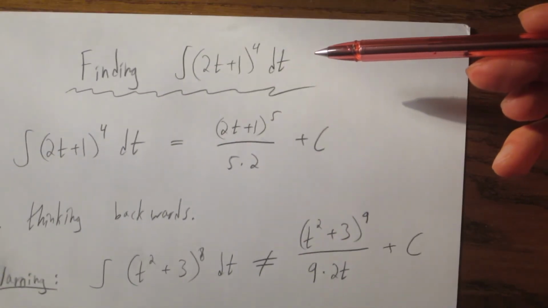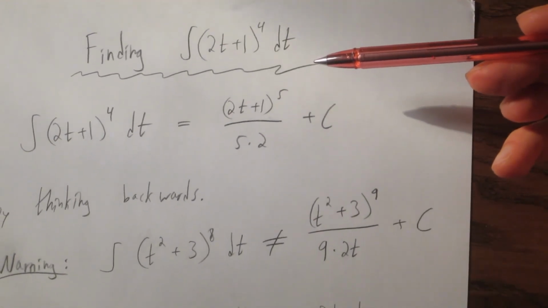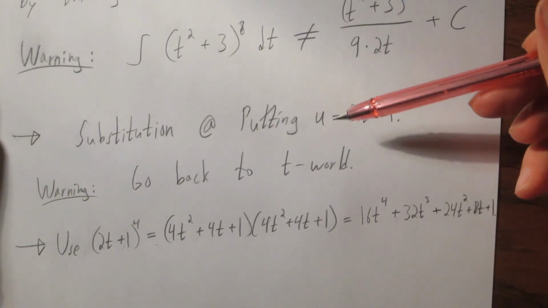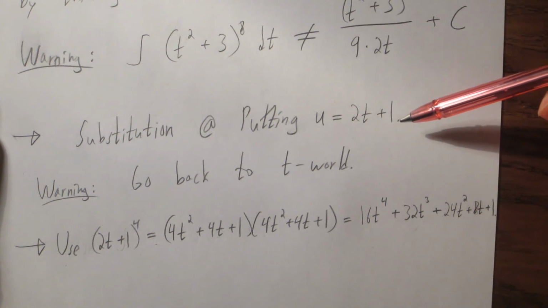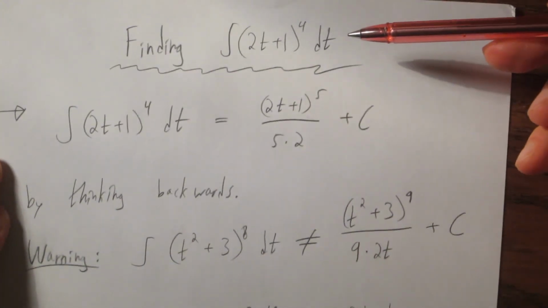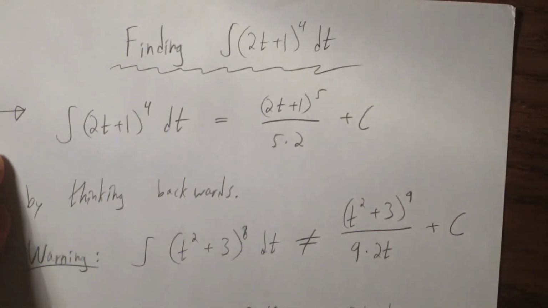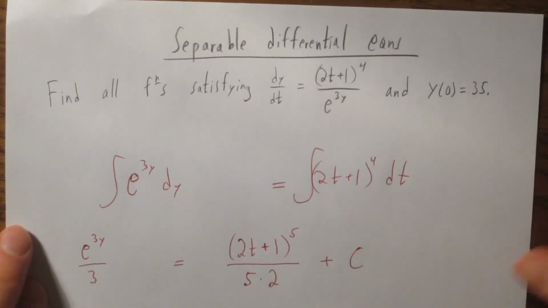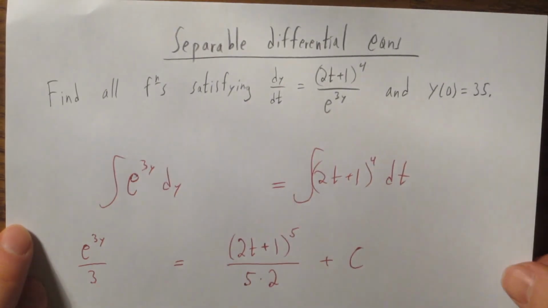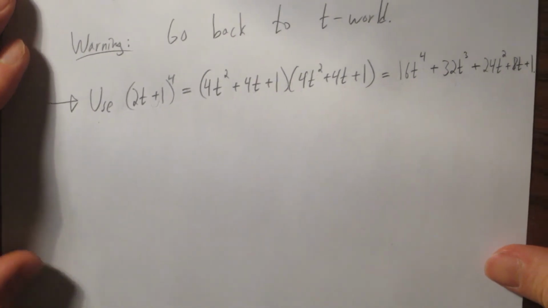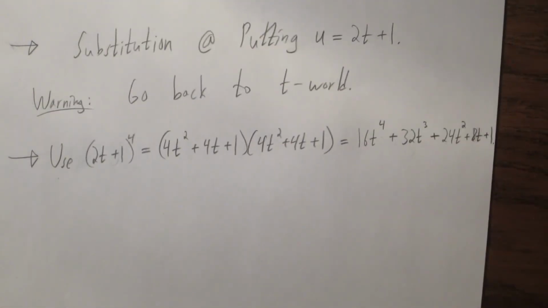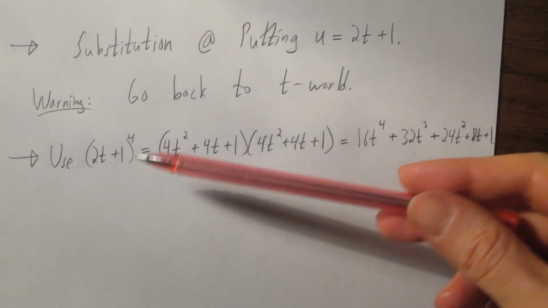Another approach, arguably a safer one, or more standard one, would be to substitute u as 2t plus 1. Go back to t then, because the guy who made this question doesn't know what u is. Or, of course, a slog solution would be to use the expansion of (2t plus 1) to the power 4.